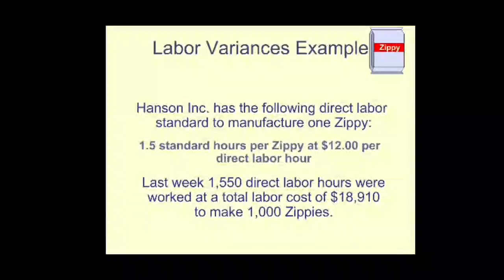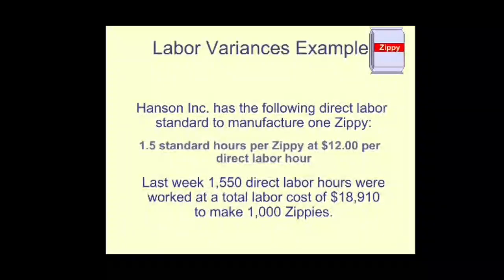Okay, in the US, this is normal. People who work in a factory will get more than $10 per hour. That is normal for them. So for this business, for 1 unit of ZP, the standard is 1.5 labor hours to make 1 ZP, and the labor rate is $12 per labor hour.